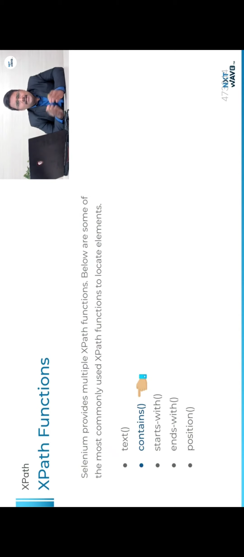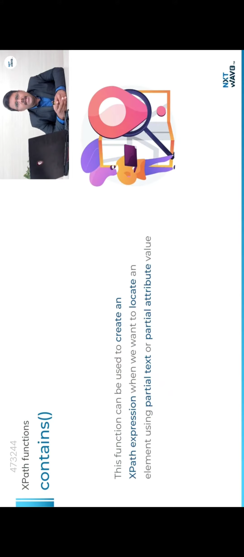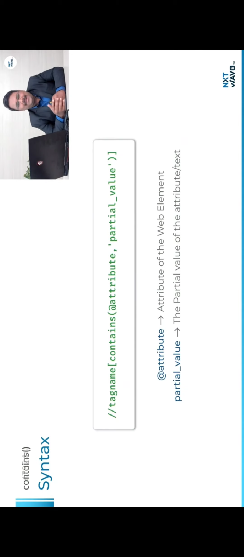Just like the text function, Selenium also provides the contains function. This contains function can be used to create an XPath expression when we want to locate an element using a partial text, like a substring, or a partial attribute value as well. The typical syntax will be something like this: double slash, which means it can search anywhere in the entire DOM, and we'll mention the tag name, basically the element name. In the square brackets, we'll mention the condition.